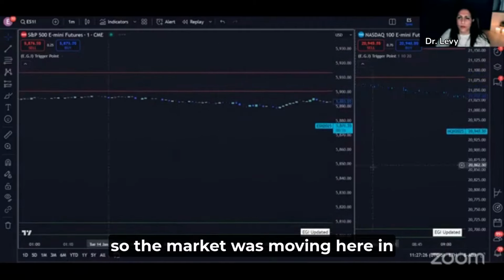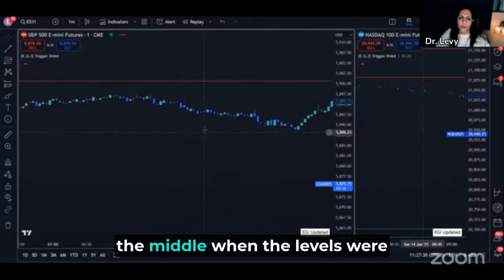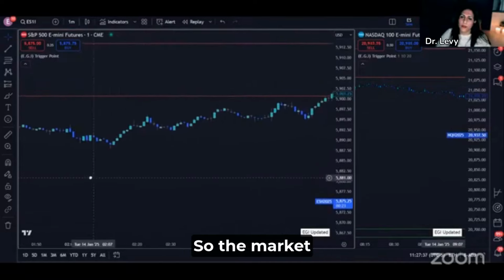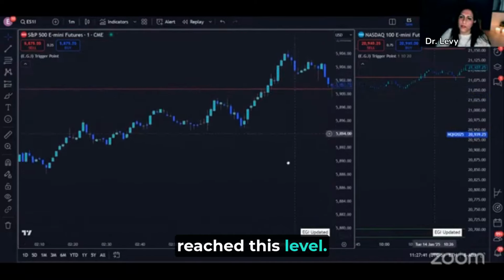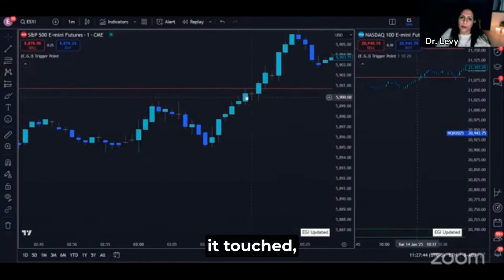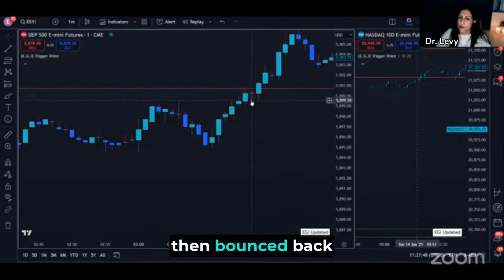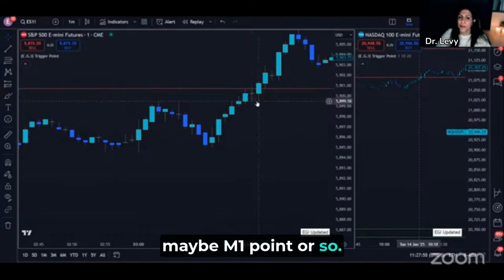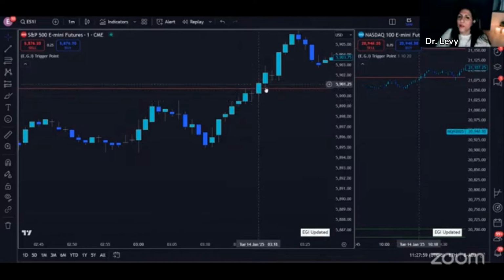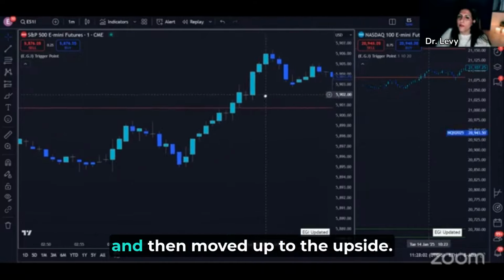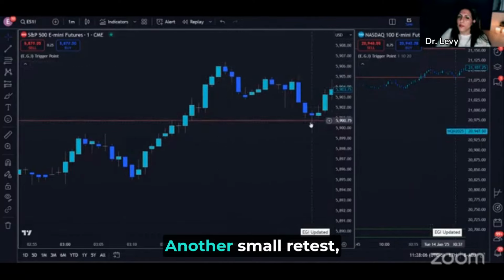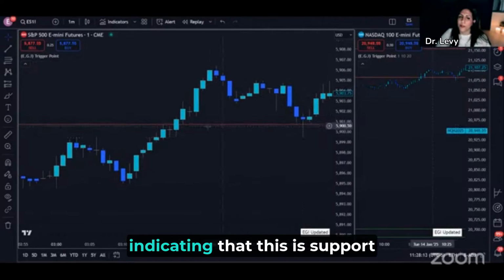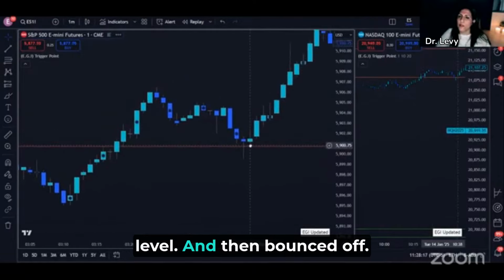Okay, so the market was moving here in the middle when the levels were generated by our AI engine. So the market reached this level. You can see it touched, then bounced back maybe 1 point or so, and then it broke, retested, and then moved up to the upside, another small retest, small drawdown. Okay, this is a very small drawdown, indicating that this is a support level, and then it bounced off.